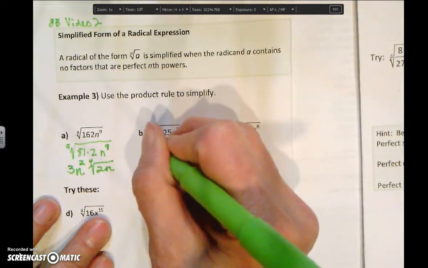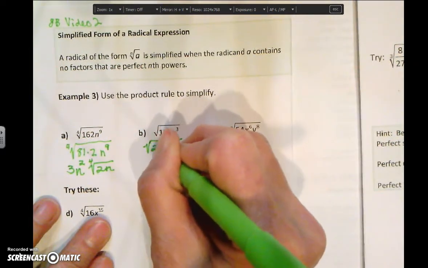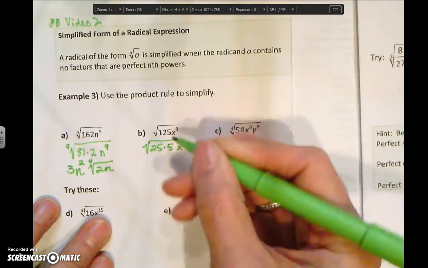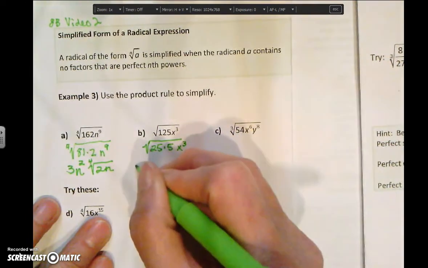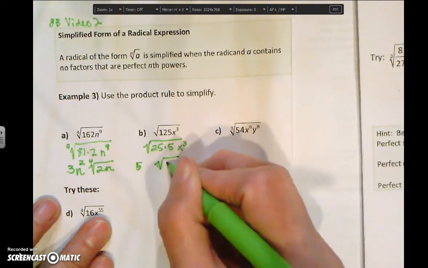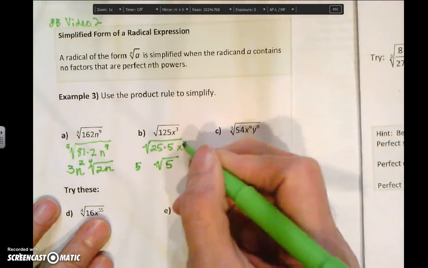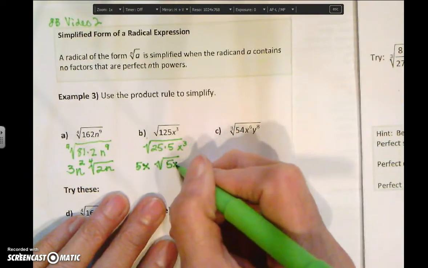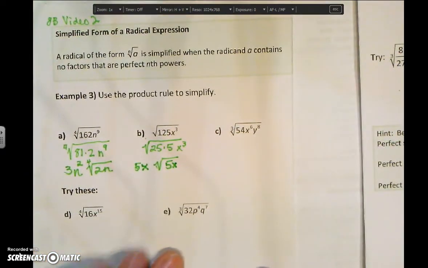All right, this next one's a square root of 125. So for the square root of 125, we know that that's 25 times 5, and then I have x cubed. So it's a square root, so that's going to be a 5. The square root of 25 is 5, and then it leaves a 5 inside. And then for x cubed, 2 will go into 3 once with 1 left over.